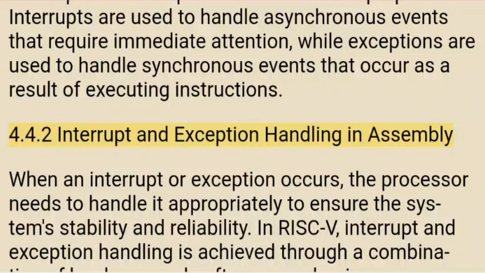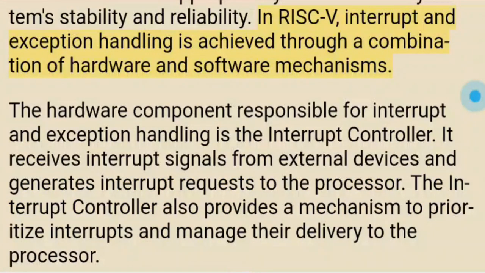4.4.2 Interrupt and exception handling in assembly. When an interrupt or exception occurs, the processor needs to handle it appropriately to ensure the system's stability and reliability. In RISC-V, interrupt and exception handling is achieved through a combination of hardware and software mechanisms. The hardware component responsible for interrupt and exception handling is the interrupt controller. It receives interrupt signals from external devices and generates interrupt requests to the processor. The interrupt controller also provides a mechanism to prioritize interrupts and manage their delivery to the processor.